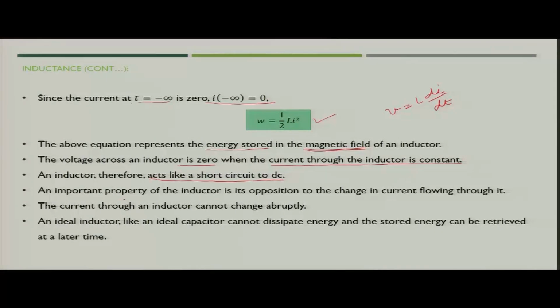Now, an important property of this inductor is that it will oppose the change of flow of current through that particular element. So, it means that you can say that the current through an inductor cannot change abruptly. Therefore, the ideal inductor, like an ideal capacitor, cannot dissipate energy, and it will store energy which can be retrieved at a later time.